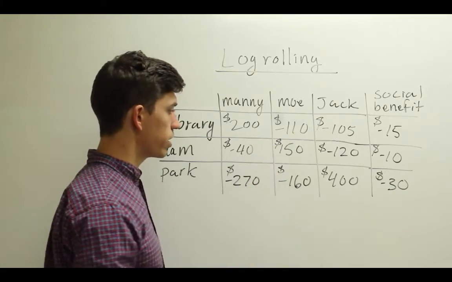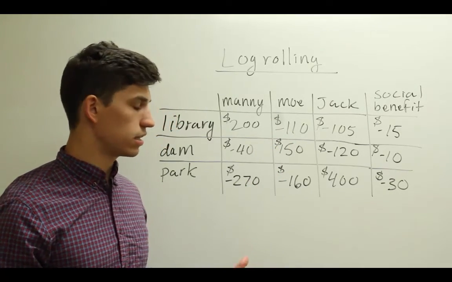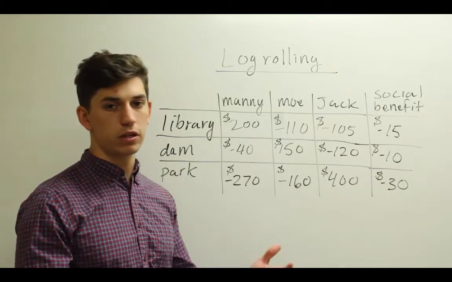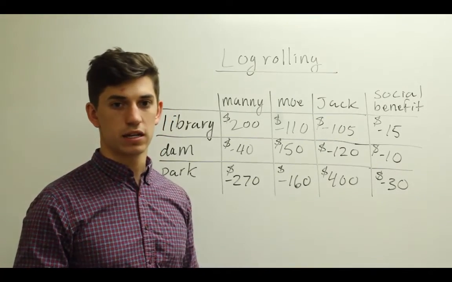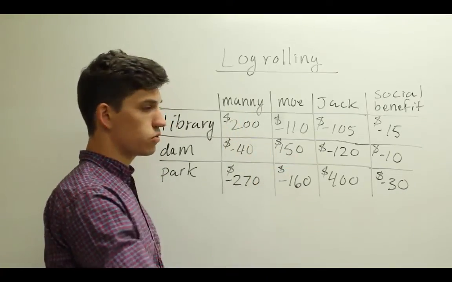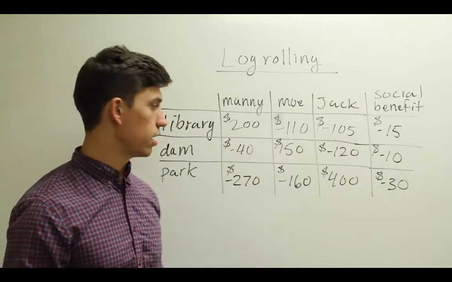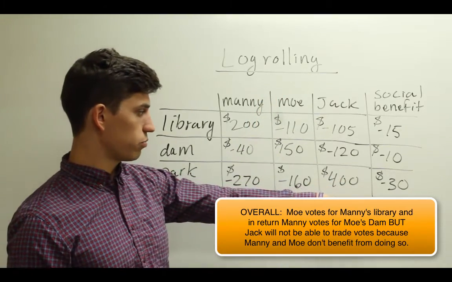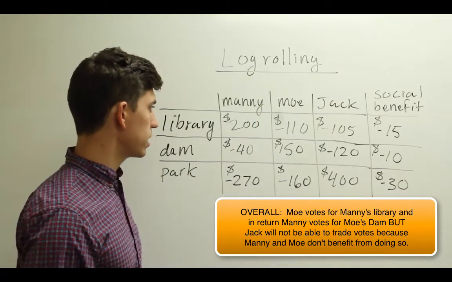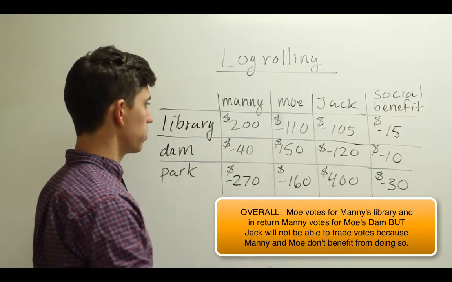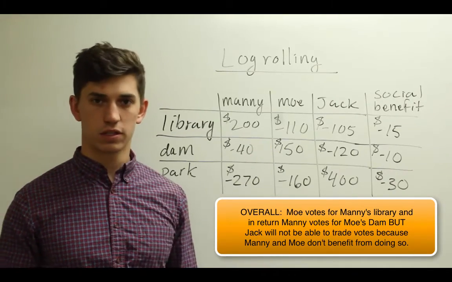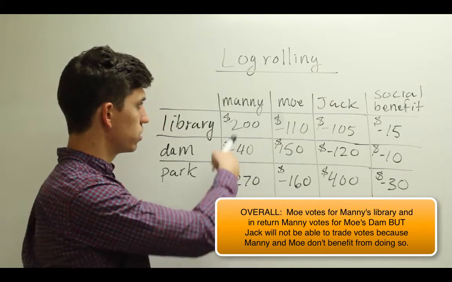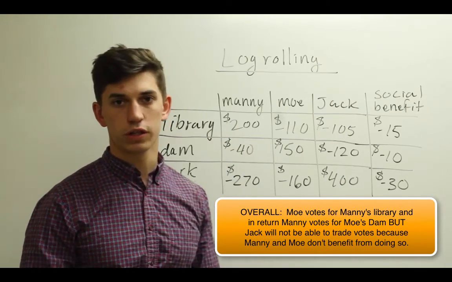So what would happen is they get together then and say, okay, I'm going to vote for your bill, or for your project, if you vote for mine. In which case, in both cases, they're able to get a 2/3 majority and pass these projects. So even though there's a negative social benefit in each case, and even though Mo wouldn't exclusively want the library, he can be enticed to vote for it if they collude and use this process of log rolling.